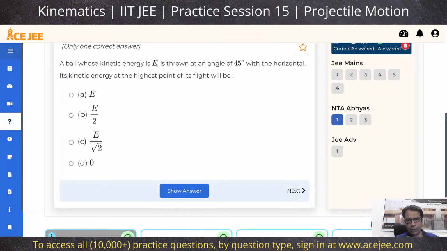And why E by 2? Because your ux, which is u cos of 45, is equal to uy, right? The initial kinetic energy is half m (ux square plus uy square). So if that is E, then half m ux square is E by 2. And at the topmost point, at the highest point, you do not have any vertical component. You only have the horizontal component, which is u cos theta, but u cos 45. So that's why E by 2. Good. Next one.